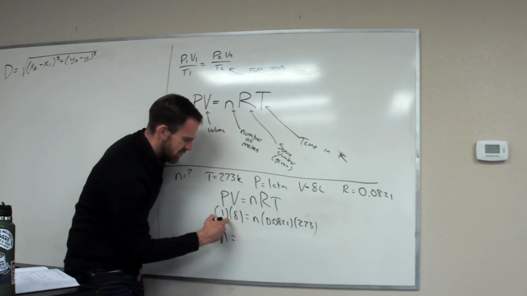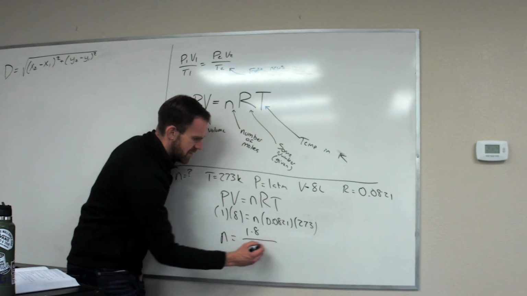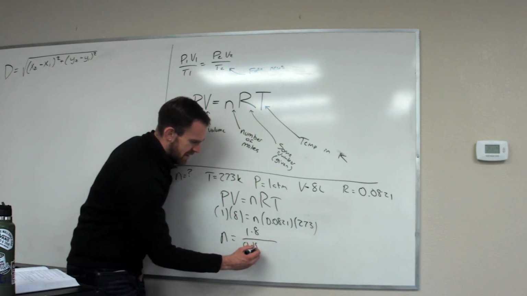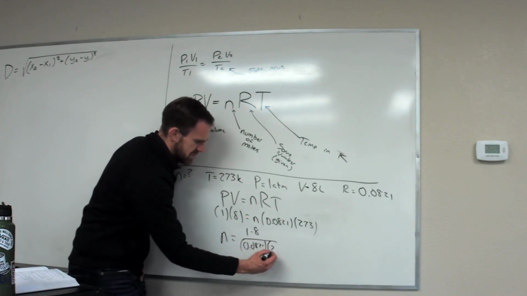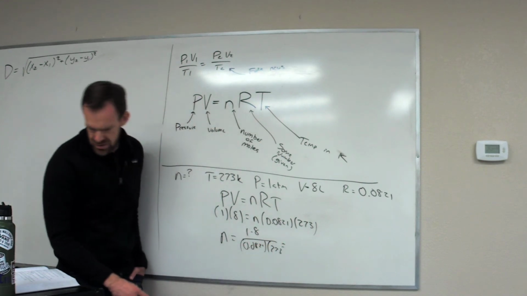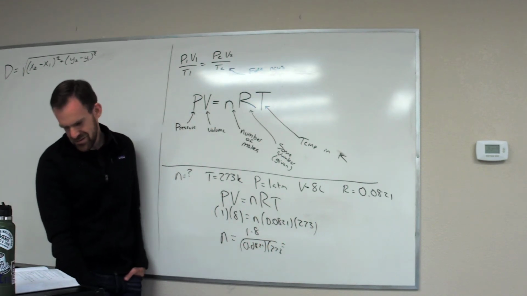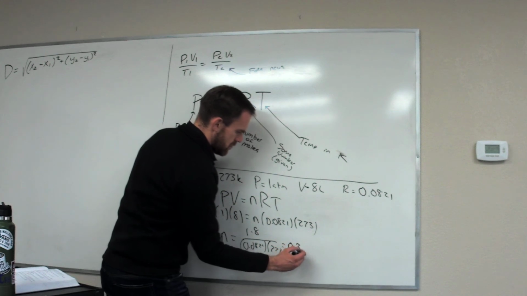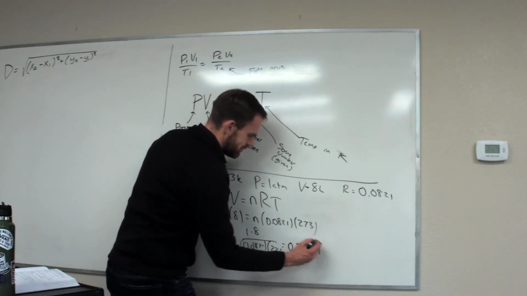N equals 1 times 8 divided by 0.0821 times 273. So in this case, n equals 0.357 mole.